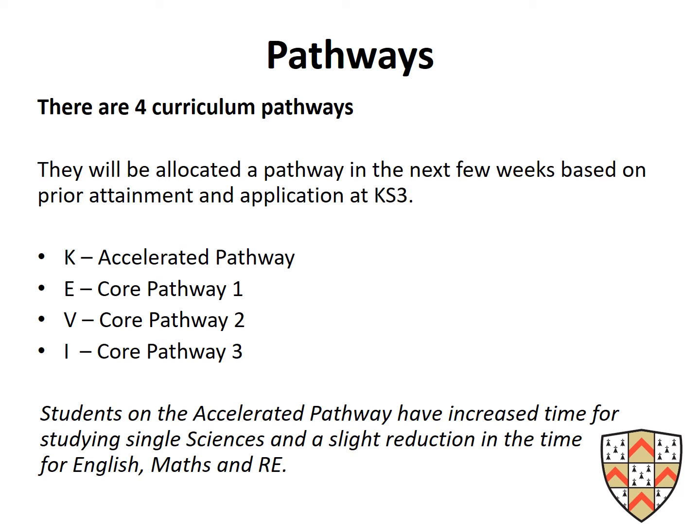The 4 pathways here: Accelerated Pathway, Core Pathway 1, 2 and 3, and we will explain exactly what those different pathways look like. Students on the Accelerated Pathway have an increased time for studying single sciences. This means a reduction in the time for English, Maths and RE.